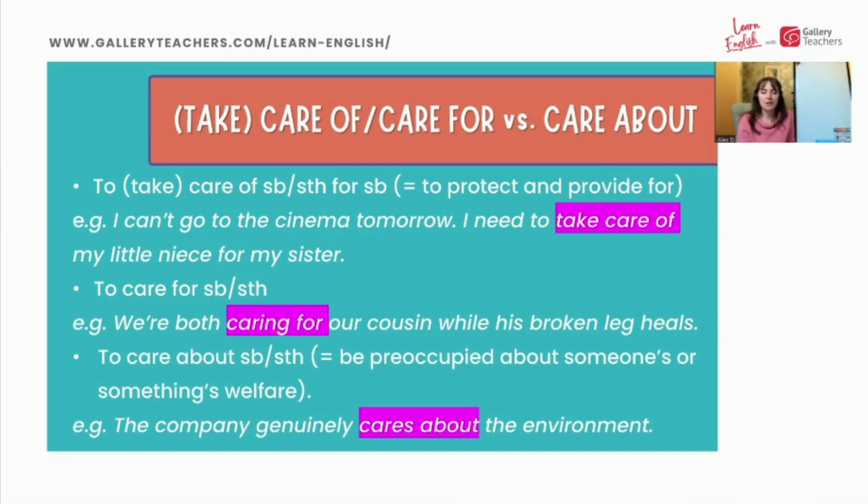For example, I can't go to the cinema tomorrow. I need to take care of my little niece for my sister. So maybe she's babysitting, right? This is very similar to the phrasal verb look after as well. In a similar way, we have to care for somebody or something. For example, we're both caring for our cousin while his broken leg heals.